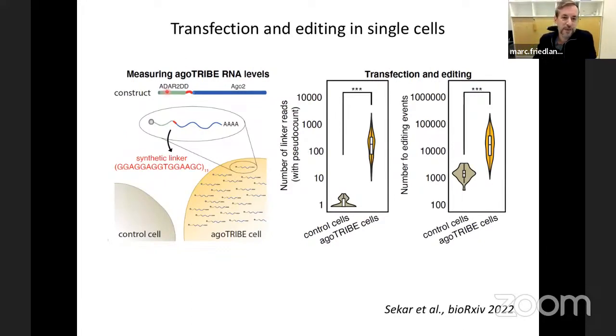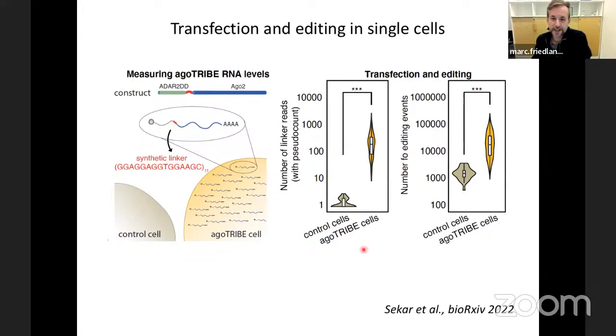So you remember that we have ago2 and the ADA2 deaminase domain, and then we have an artificial linker sequence between here that, to our knowledge, doesn't exist in nature. So since we did RNA sequencing of these single cells, we also detected the RNA construct, and we could then map uniquely against this synthetic linker and use the linker counts as a kind of proxy for transfection levels.